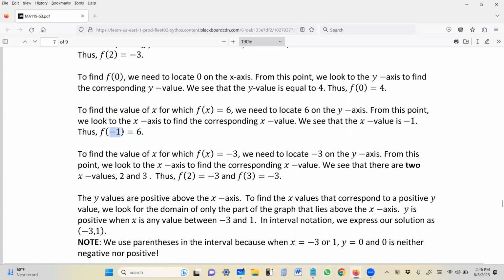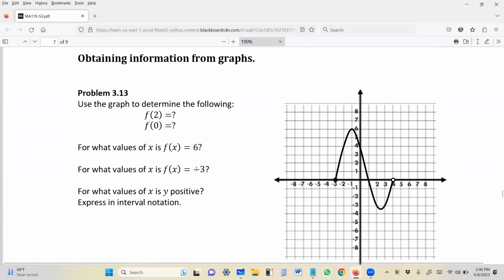So when x is -1, the function is 6. Same thing for -3. Go to y equals -3. And then you will be able to see here there are two values for which the function has a y equals -3, which is 2 and 3.